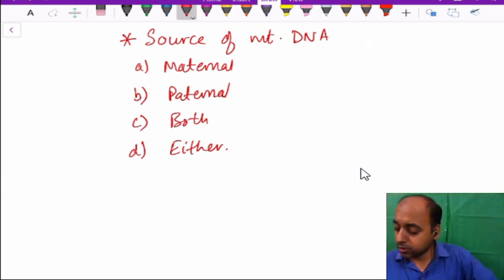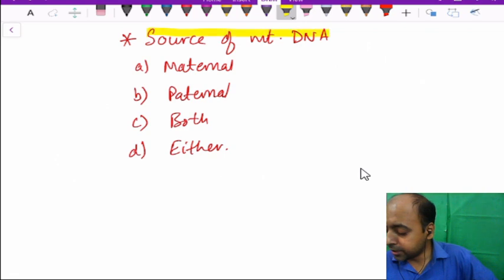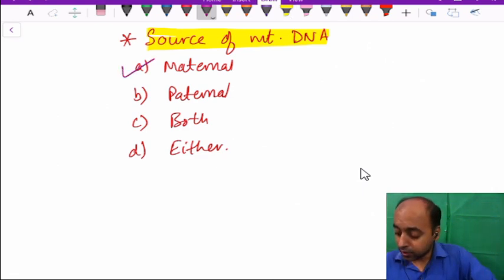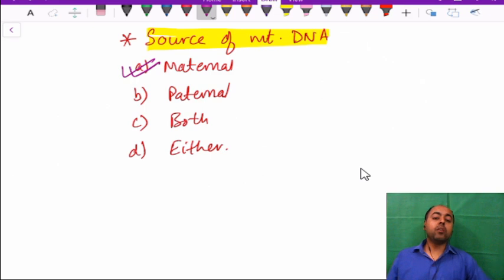So when you talk about the source of mitochondrial DNA, it is very important to understand that all mitochondrial DNA will come from the mother only. What happens when the sperm and ova fuse? From the sperm only the head goes. The body and the tail, which contain all the mitochondria, are left behind. So only the nucleus is transmitted to the ova for formation of the zygote, and all the mitochondrial DNA is left behind. Only the maternal origin of mitochondrial DNA is there.